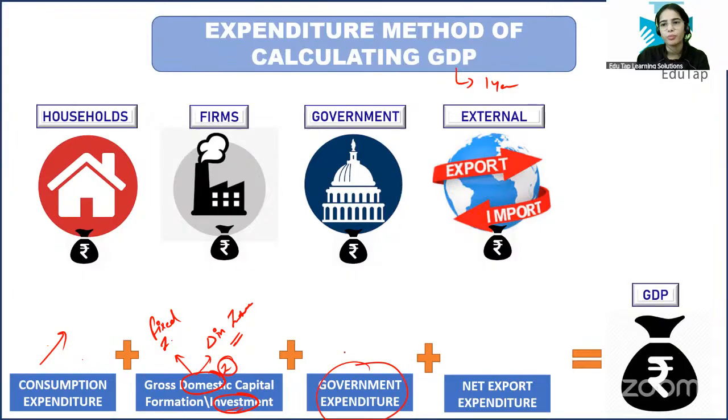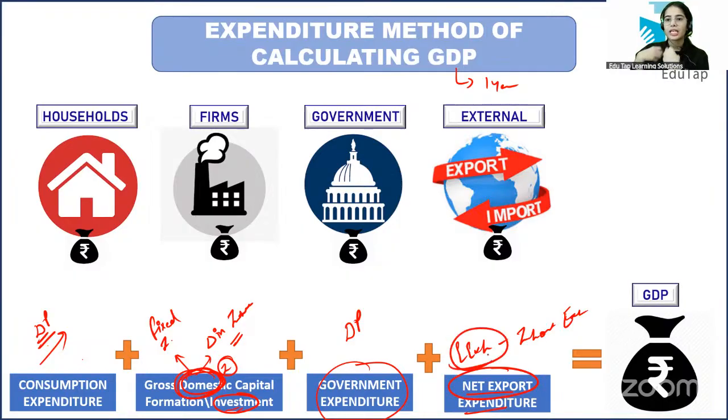Government expenditure, the government is spending on the domestic product. The households are spending on the domestic product. The investment is happening in the domestic territory. Then net exports. Export expenditure minus import expenditure. So we are exporting our domestic product on which the foreigners are spending, minus the import expenditure.